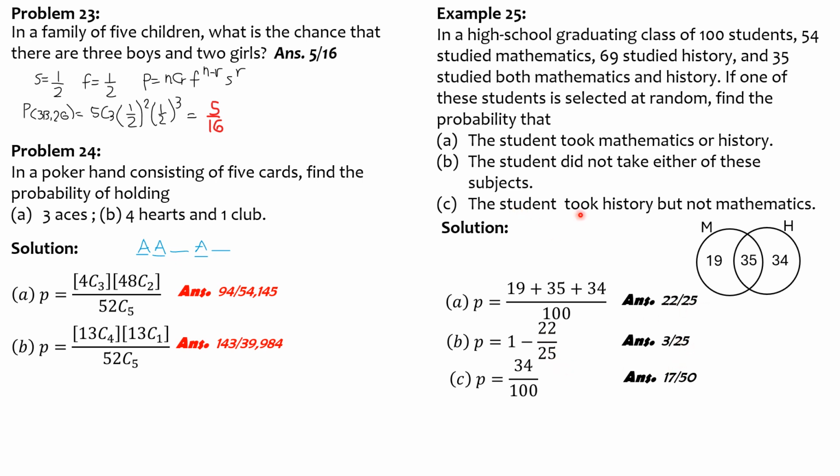Then the probability that the student took history but not mathematics. History but not mathematics. So this is the exclusive history students, 34, and there are 100 students all in all. So probability is 34 over 100 or 17 over 50.